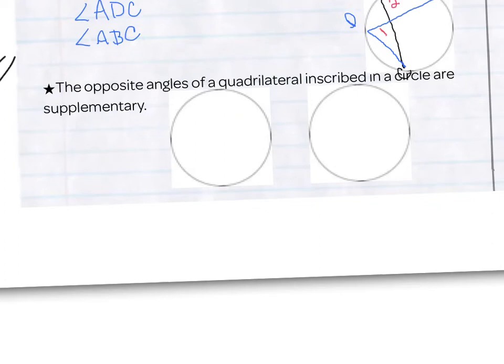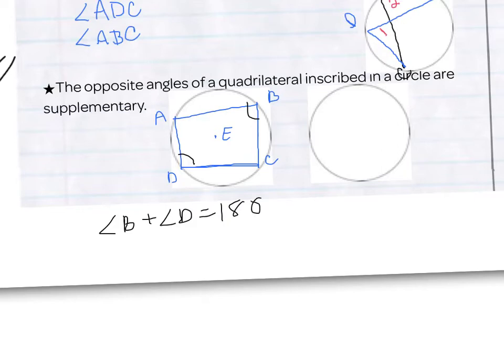Okay, so the next circle theorem is going to be kind of cool, and it says the opposite angles of quadrilaterals inscribed in a circle are supplementary. So let's actually draw a quadrilateral inside of this circle here. If we look at circle E, we'll notice that we've got quadrilateral ABCD inscribed inside of it. And what this theorem says clearly is that angles B and D are going to be supplementary. So angle B plus angle D will equal 180. The same thing is true for angle A and angle C.